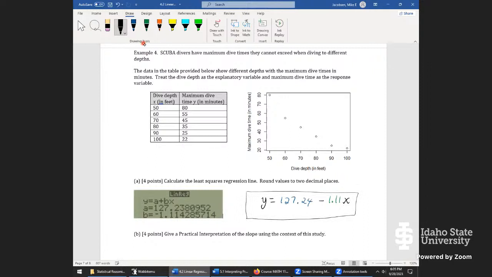And you don't have to box your answers, but I do that in the notes sometimes, especially if there's other stuff like the calculator output on the left. That's all you would have to write to solve this question here.